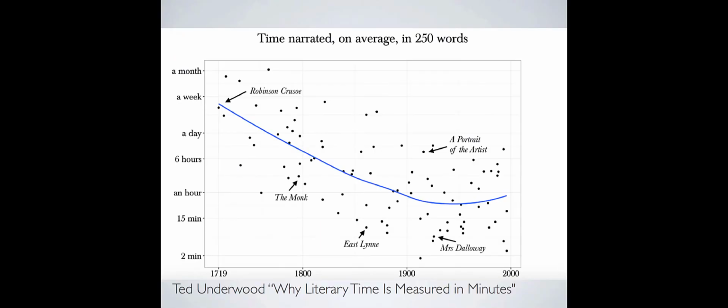So one really interesting example of this is a scholar at the University of Illinois. His name is Ted Underwood. And this is from a paper called Why Literary Time is Measured in Minutes. And what he did was, for every 250 words, he and his research assistants coded, right? So 250 words, how much time had passed. Was it a day? Was it a week? Was it an hour? Was it 15 minutes? And so forth. And you can look, which is really interesting.